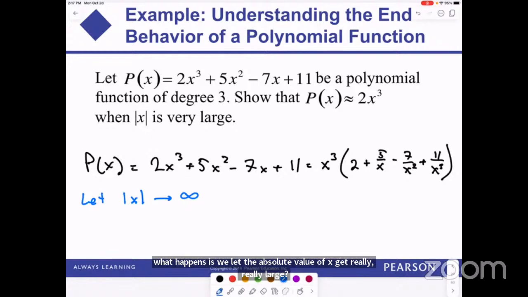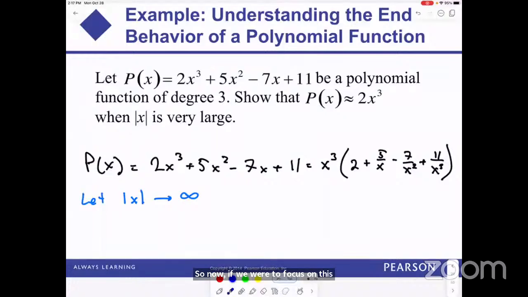So now, if we were to focus on this second term here, it is 5 over x, right? What happens? Well, let's choose a few test values. For instance, when x is 1, what's that output? Just think about that answer. If we say 5 divided by 1, what's that output?